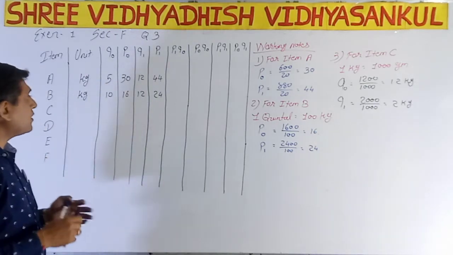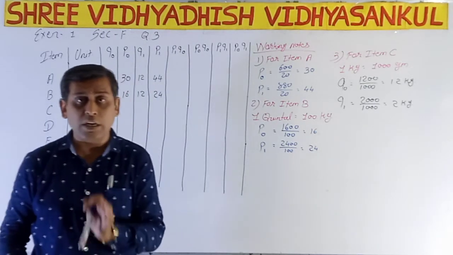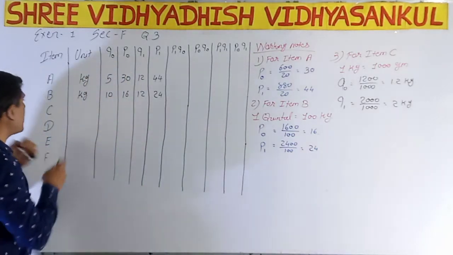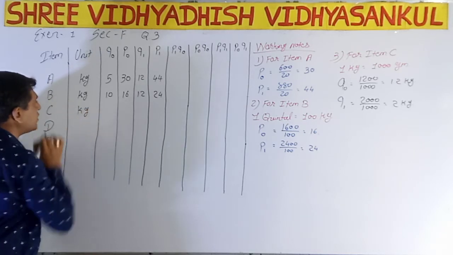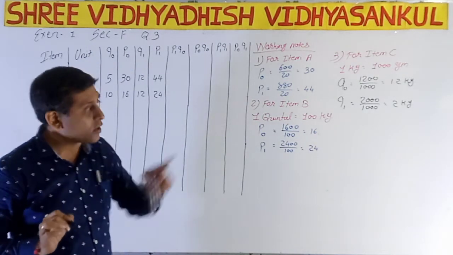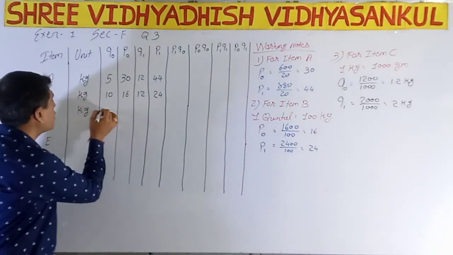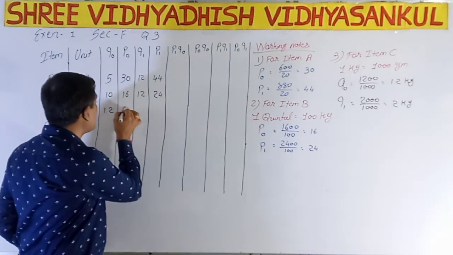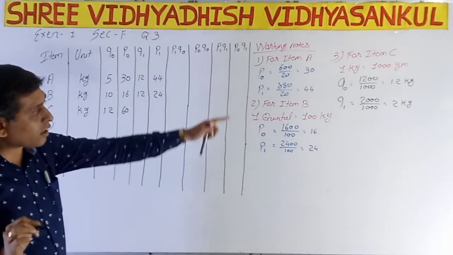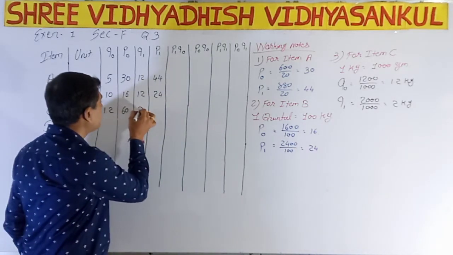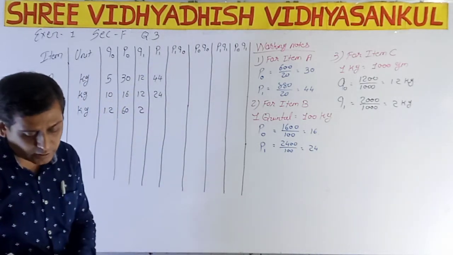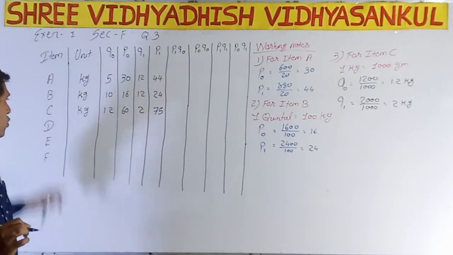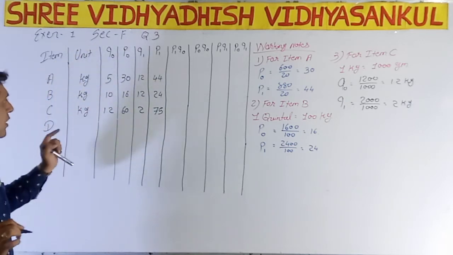Now here I am writing, see, we are converting quantity, not converting price. That's why in the unit column kg is as it is. Now what is your base year quantity? 1.2. What is your base year price? That is 60, no change in the price. What is your current year quantity? 2 kg. And what is the price of the current year? That is 75, no change in the price. So here item A, B, C is complete.